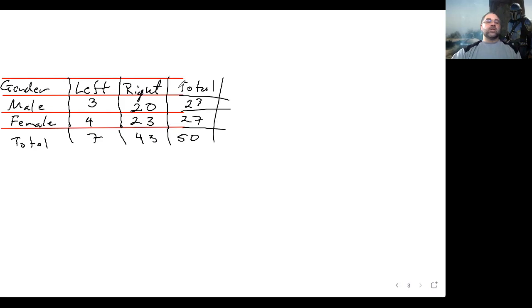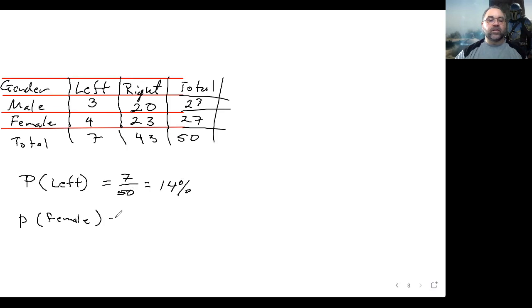Perfect. So in this case, obviously, there are some conditional probabilities. Because if I said, what's the probability of, let's say, being left-handed? Well, that's 7/50ths. So 7/50ths is about 14%, right? If I said, what's the probability of being female?